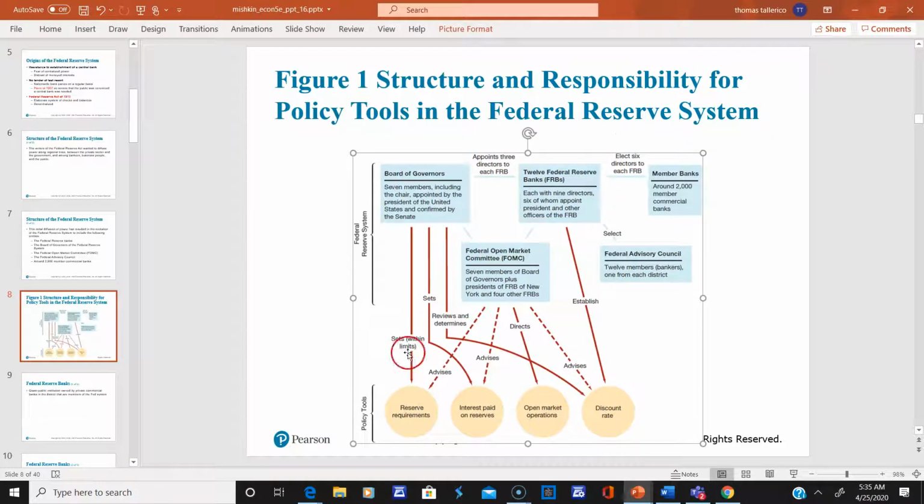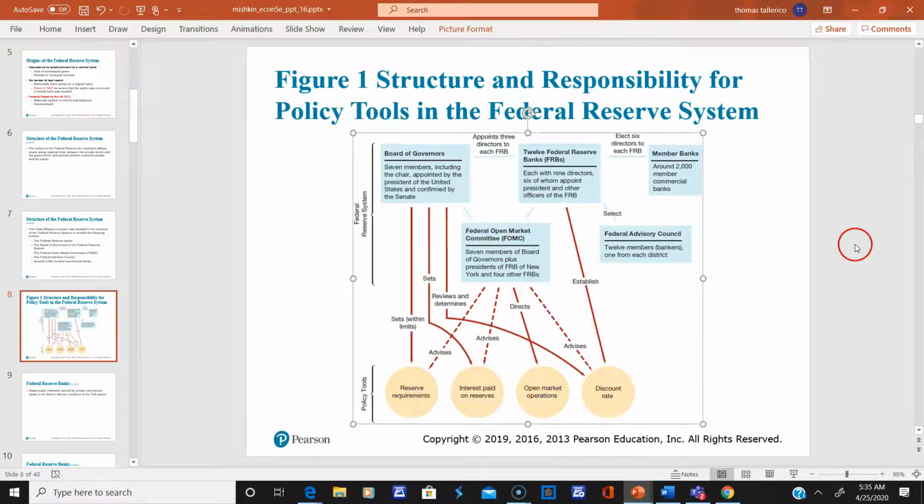They set reserve requirements. They set how much money each bank has to keep in reserve at the Fed, and they set the interest paid on the reserves. That's known as the Fed funds rate, right? When banks loan their funds to each other. So that's the interest paid on reserves.